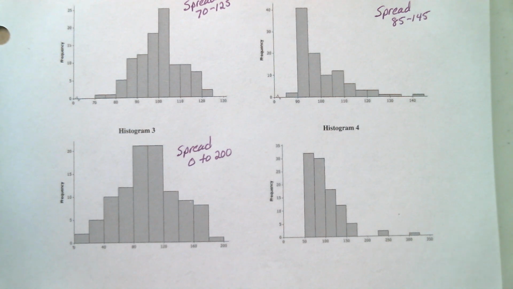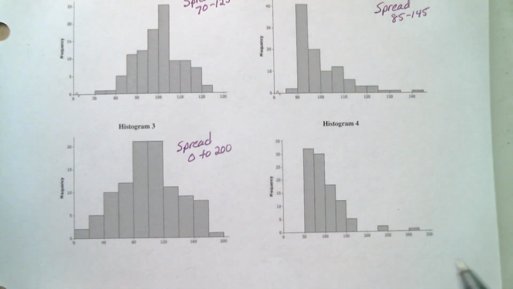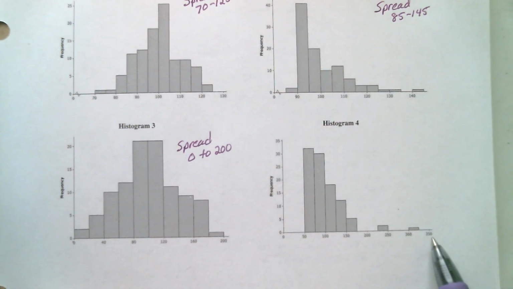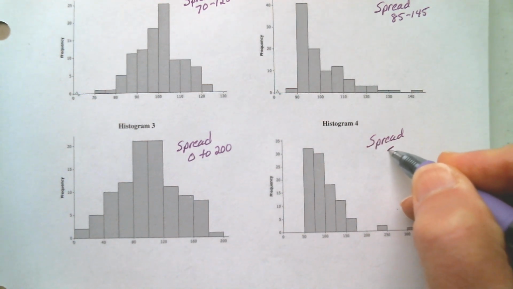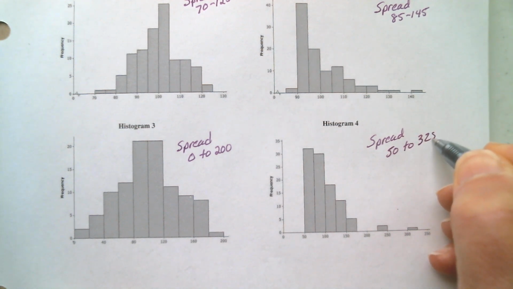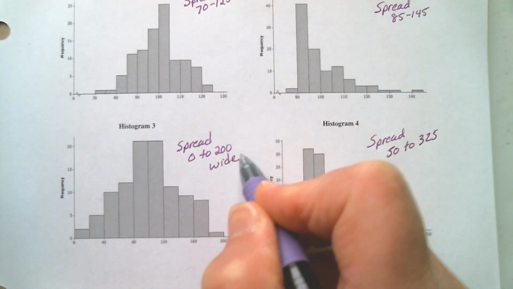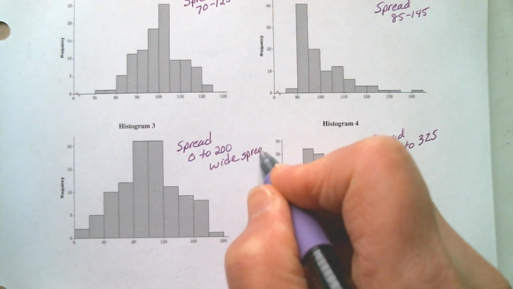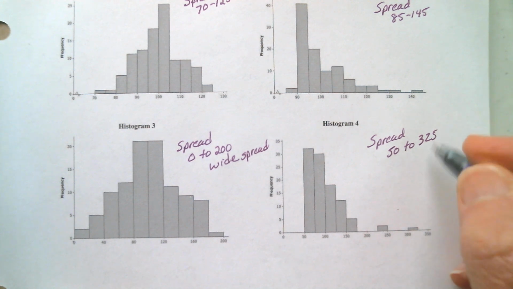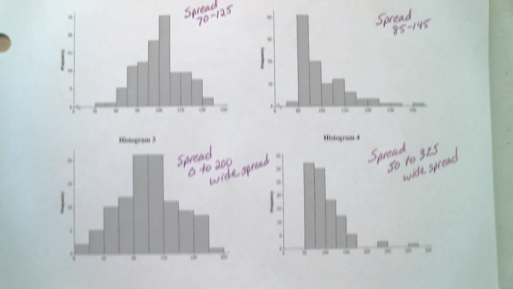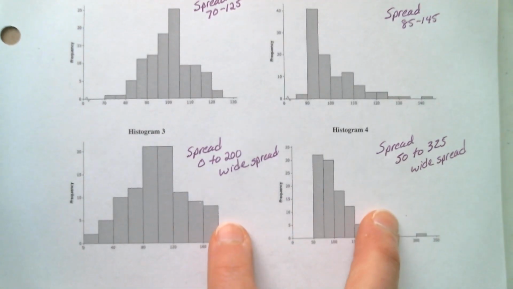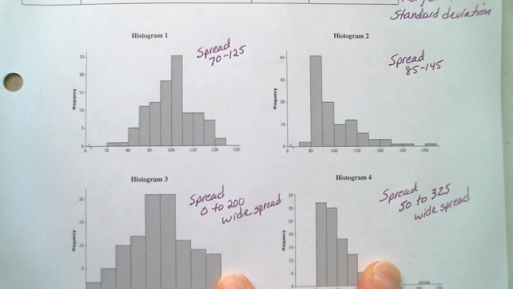And histogram 4, our spread is from 50 to, let's see, that's 50 there. So that means that this has to be a little less than 350, half of it, 325. So this spread is from 50 to 325. These two have a wide spread, 0 to 200, and 50 to 325. So these are the two that have standard deviations of 40. So which one is C and which one is D?